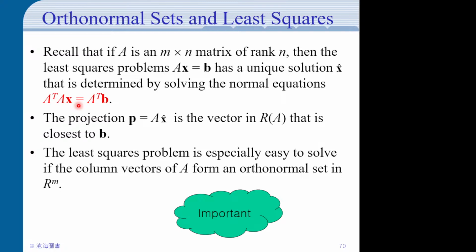Here is something we forgot to change again. So this is C of A by our notation. Also we have the projection vector. If the answer is x hat, then P is the projection of b onto your column space. And we say that the least squares problem is easy if the columns of A form an orthonormal set.